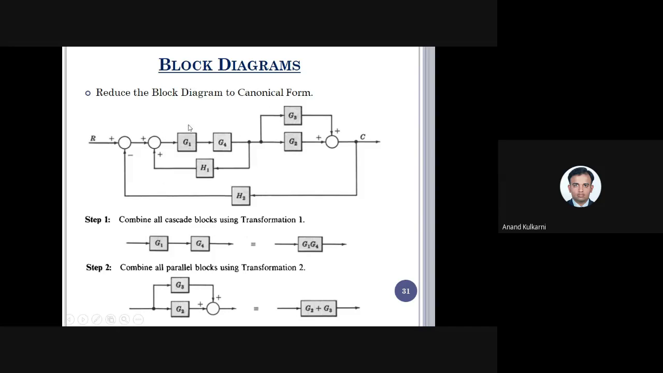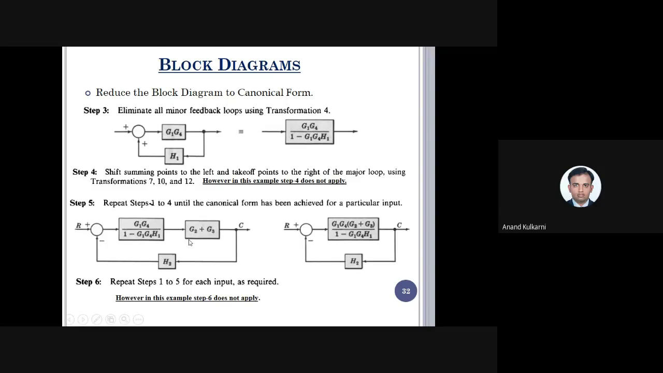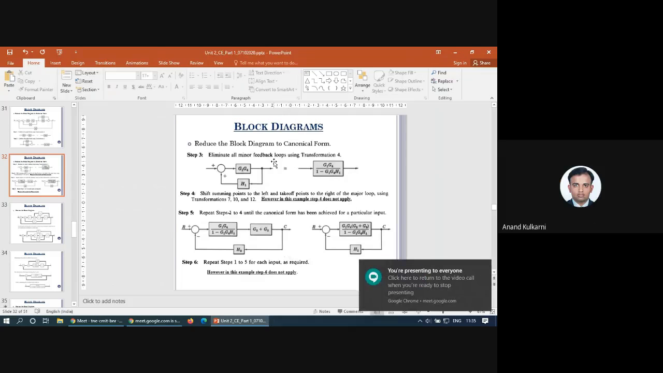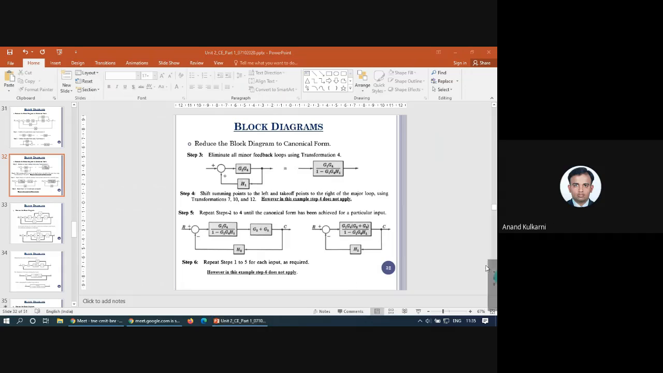So what I'll have, 1, 2. I have 1 and 2. Hello, sir, tell me. Sir, in step 3, there is the sign in 1 minus G1 G4 into H1. It should be plus or minus, sir.